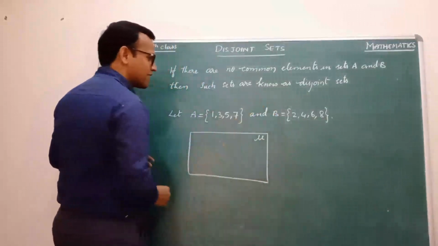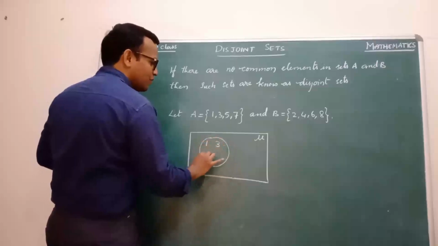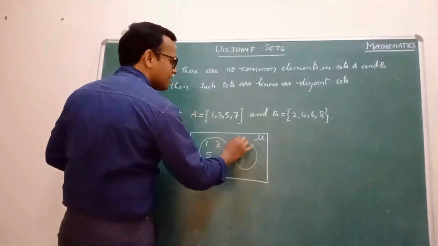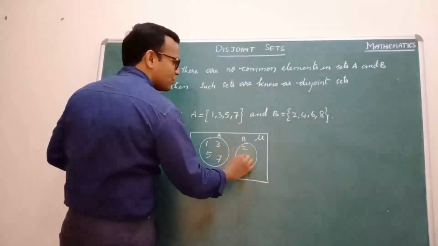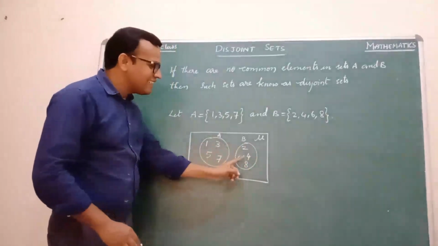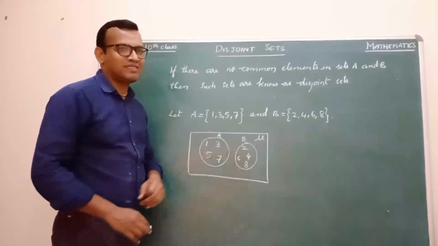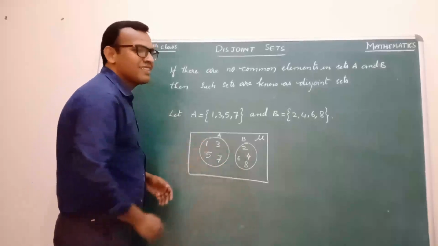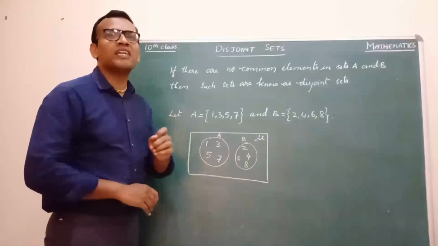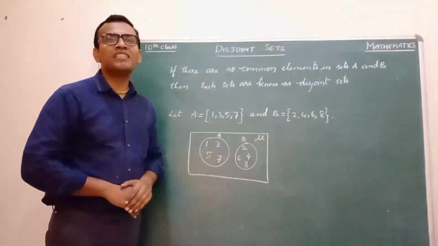Mu is the universal set. Now set A contains 1, 3, 5, 7, and set B contains 2, 4, 6, 8. See here, we can clearly see that there is no element in common. And these two sets, when there is no common element present, are called disjoint sets. So we call such type of sets disjoint sets.